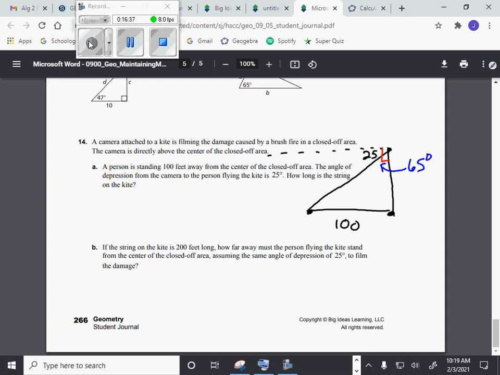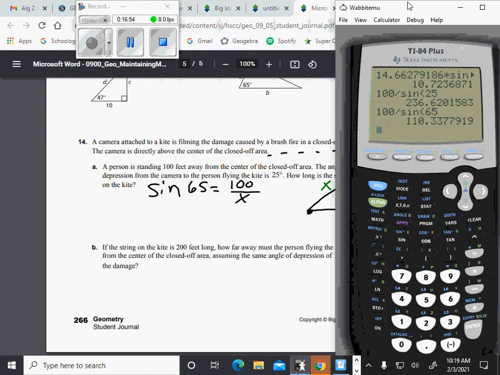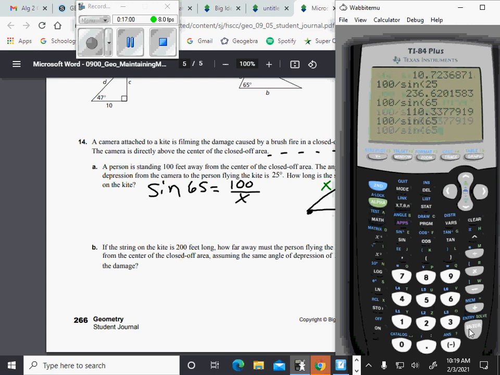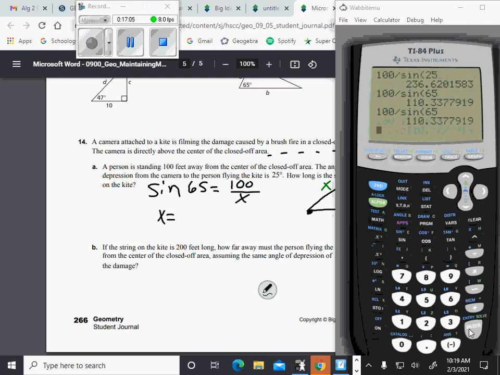So how do I find the length of the string x? Well, the sine of 65 is equal to 100 over x. So on my calculator, I have to take 100 divided by the sine of 65. You should get 110.3. So x equals 110.3.